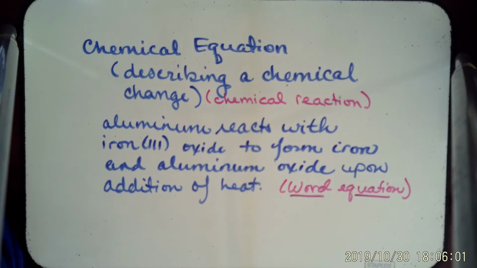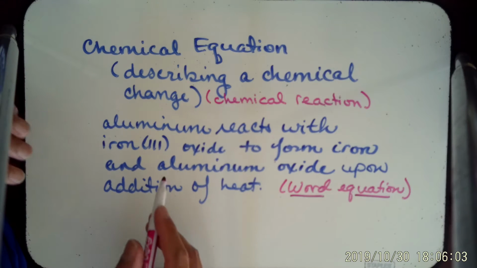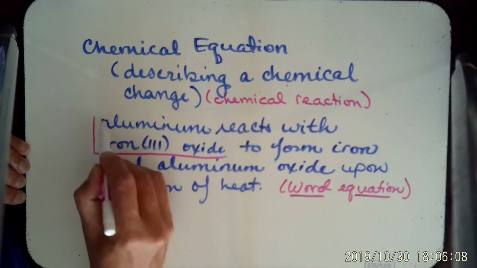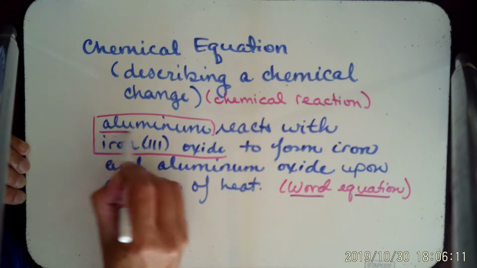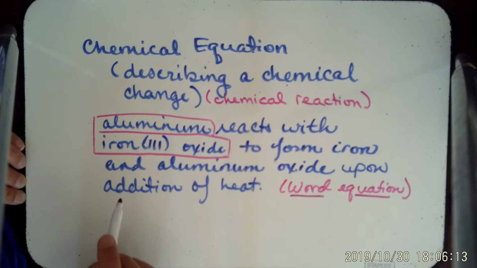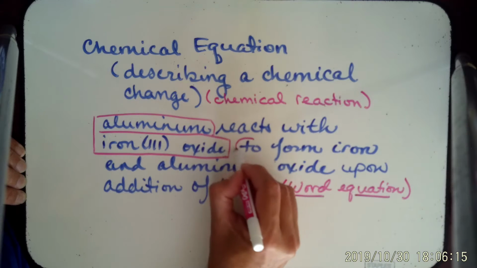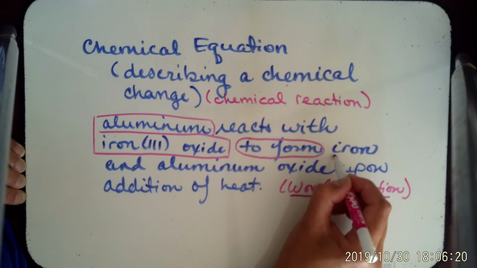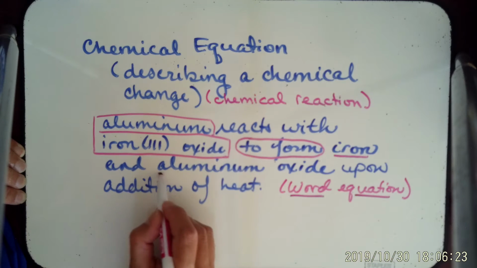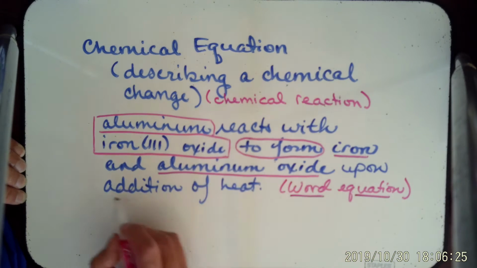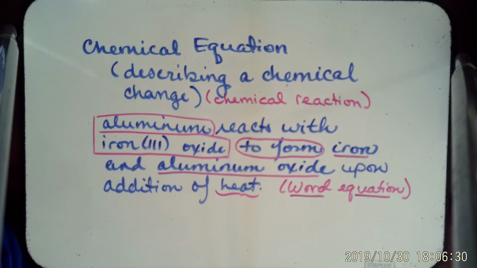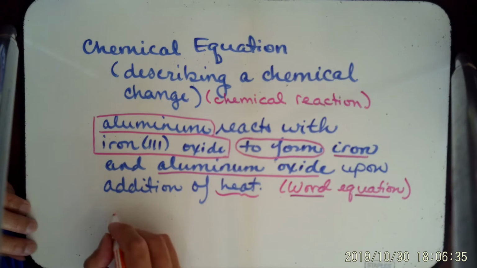However, now let's do our shorthand. When I say aluminum reacts with iron oxide, that means aluminum and the iron oxide are what we start with. And to form, that means something's happening. And then what do we have at the end? Iron and aluminum oxide. And we have to add heat, so we're going to put this somewhere into our shorthand. So let's write our shorthand on the bottom. The shorthand will look like this.